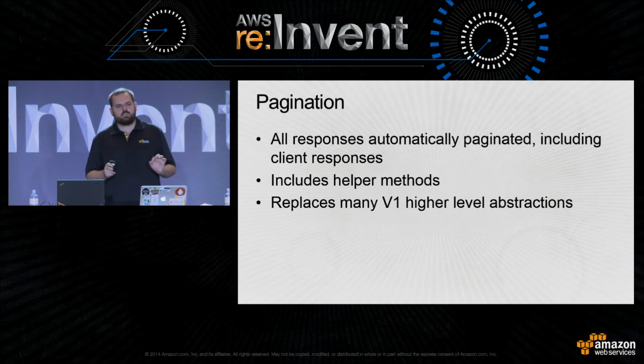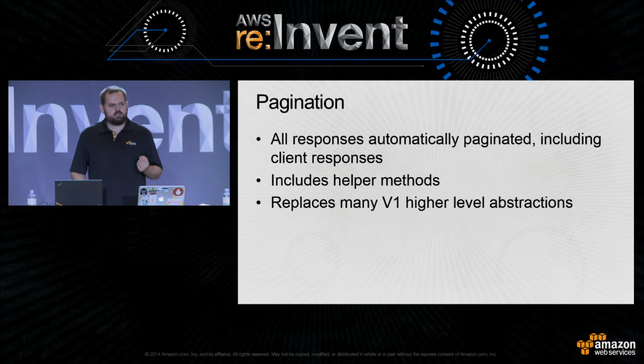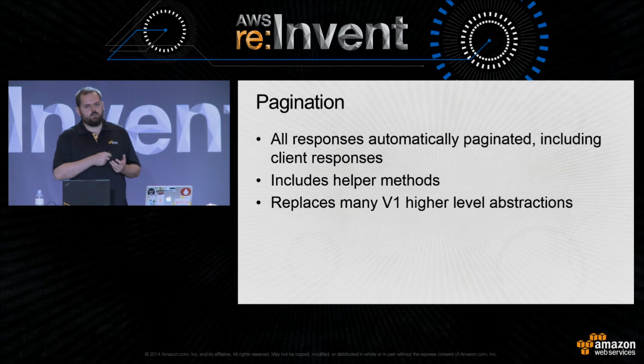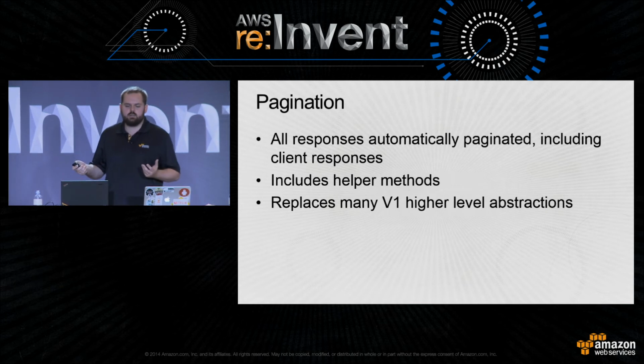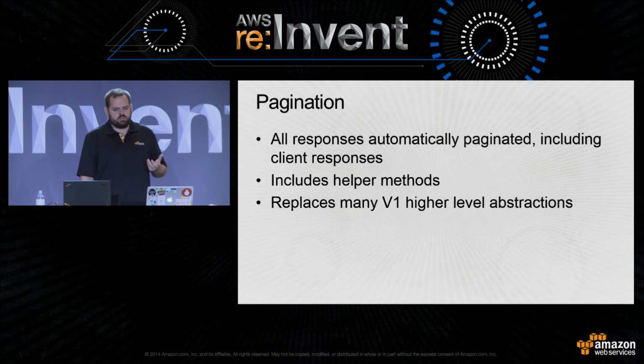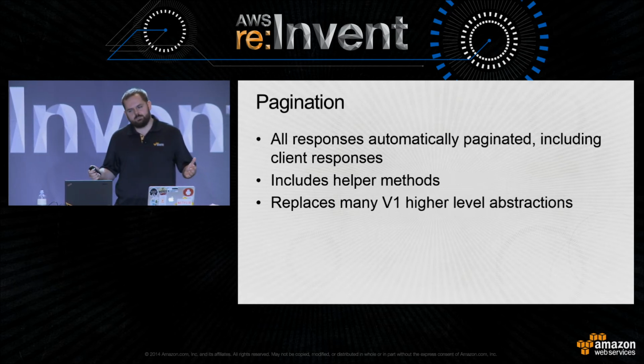So all client responses are automatically paginated. We decorate them with the pageable response class that gives you helper methods such as next page, last page, or ways to emit each object to a block. Many of our V1 higher level abstractions were just ways to implement pagination, and they can be replaced at the client level now.